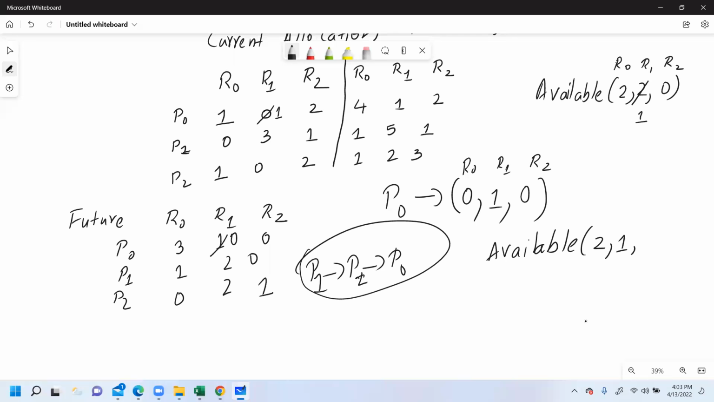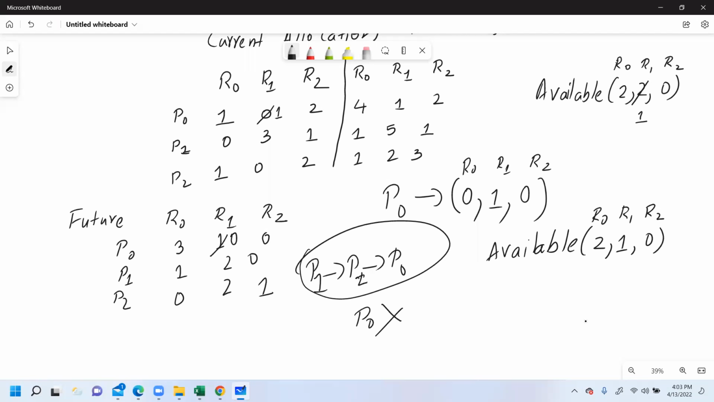2, 1, 0, because this is R0, R1, and R2. So let's say we granted the request, and now we'll see whether the system is in a safe state or not. Again, you're going to follow the same algorithm. So 2, 1, 0. Of course, P0's request cannot be met, because it needs 3 units of R0.